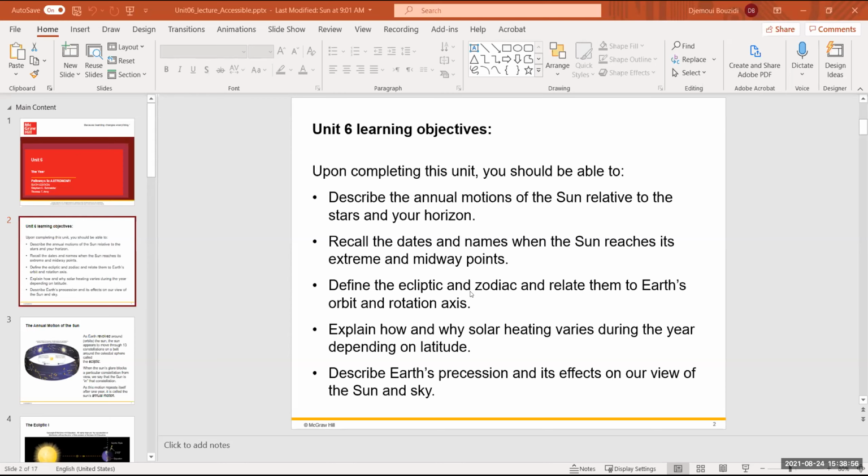Of course, the ecliptic and the zodiac signs, that's part of the stuff that you're going to be looking at in this chapter. And that's exactly what the activity is. You're going to track the sun going around all of the signs of the zodiac and explain how and why the solar heating varies during the year. That, of course, has to do with the tilt of the axis of rotation of the Earth versus that of the actual plane of the ecliptic. And that gives me the different seasons, okay?